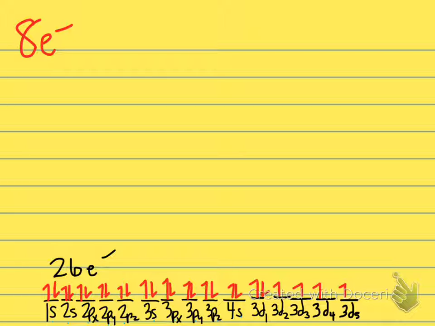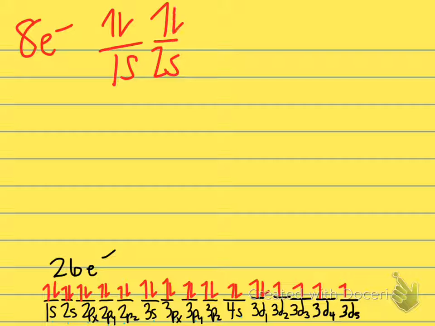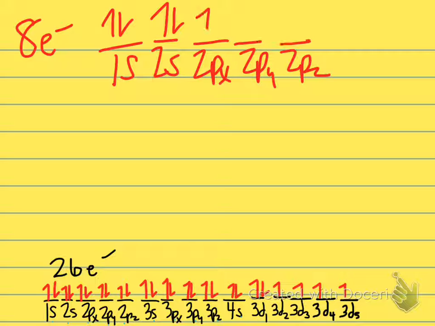And we wrote the configuration, or the orbital notation, 1s, 2s, 2px, 2py, 2pz, 1, 2, 3, 4. Whoops. 4. So now I want to go ahead and write electron configuration notation. All I'm going to do is write the name of the sublevel. So I'm going to write 1s.